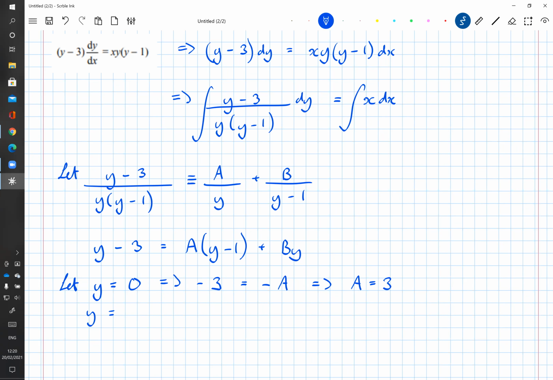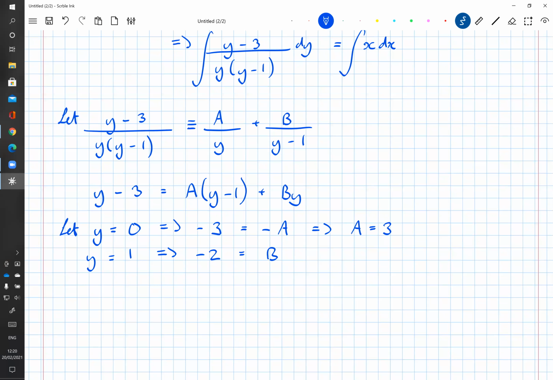Let y equal 1, which makes the y minus 1 disappear. So 1 minus 3 is minus 2, which equals b. So there we have it.